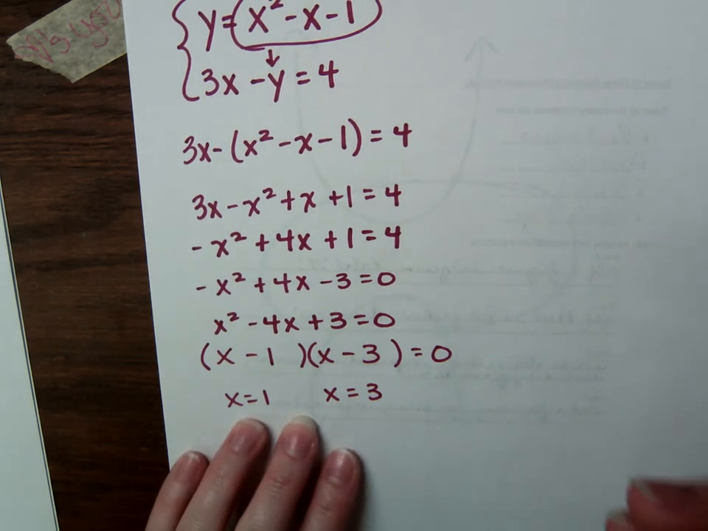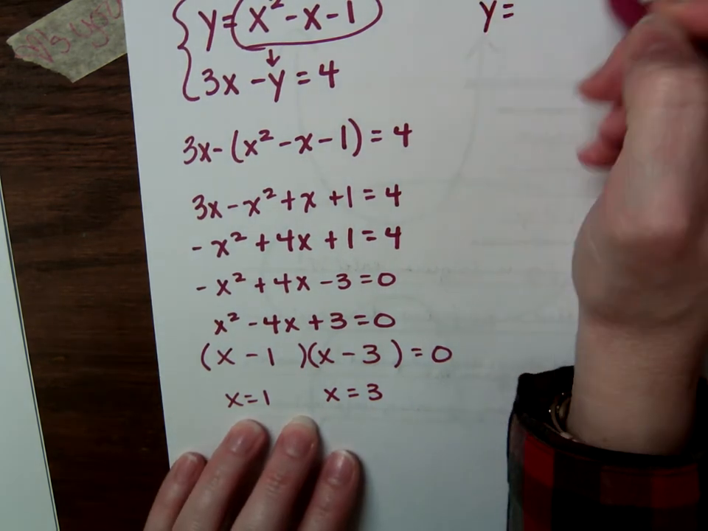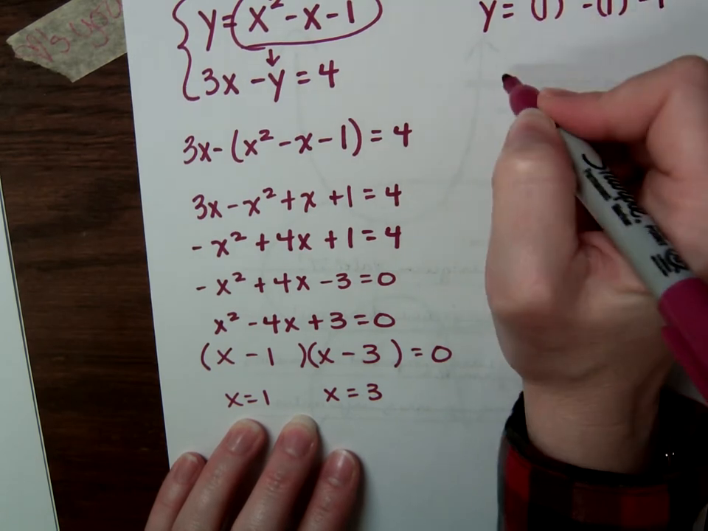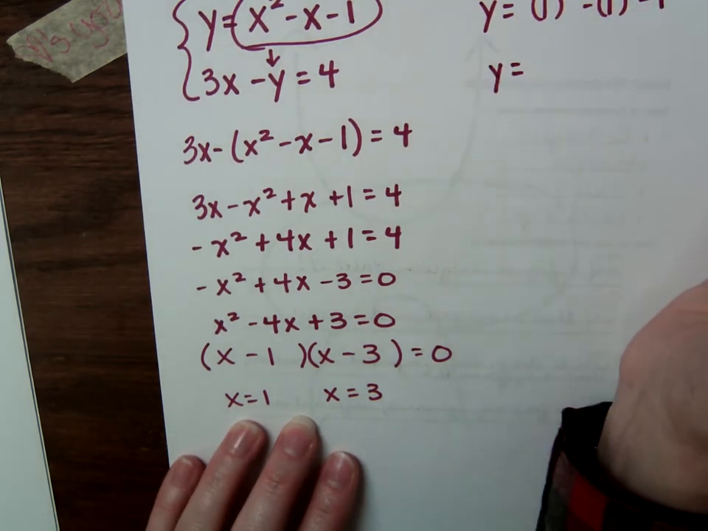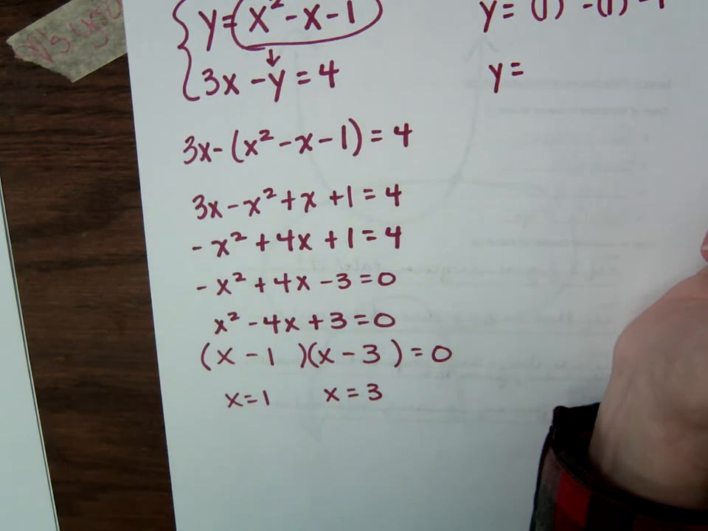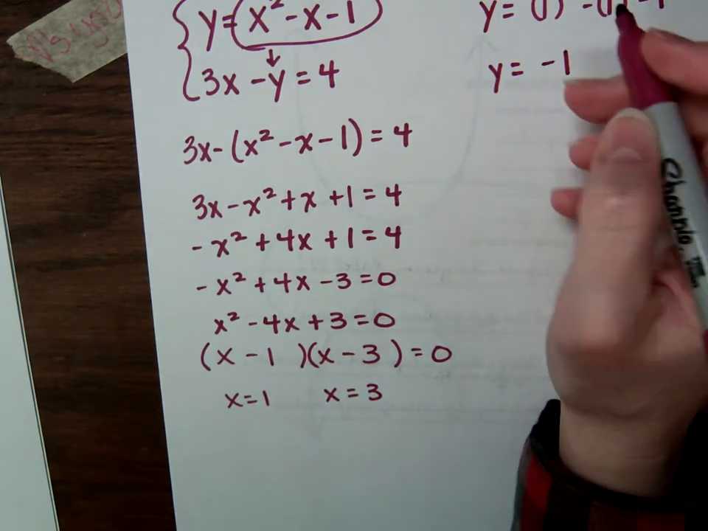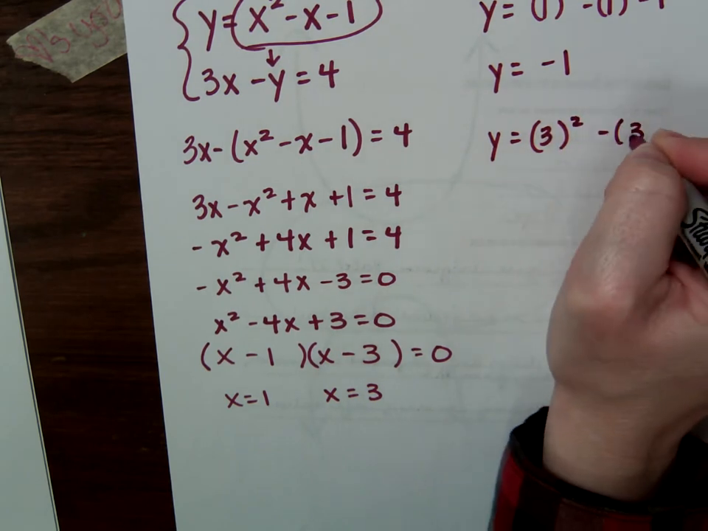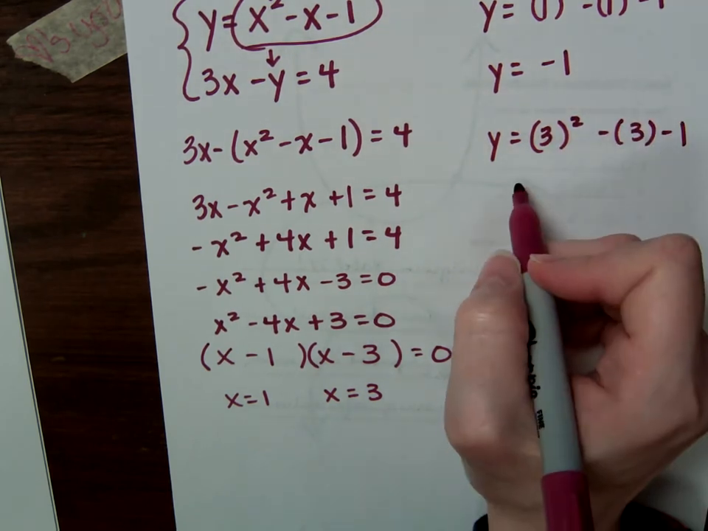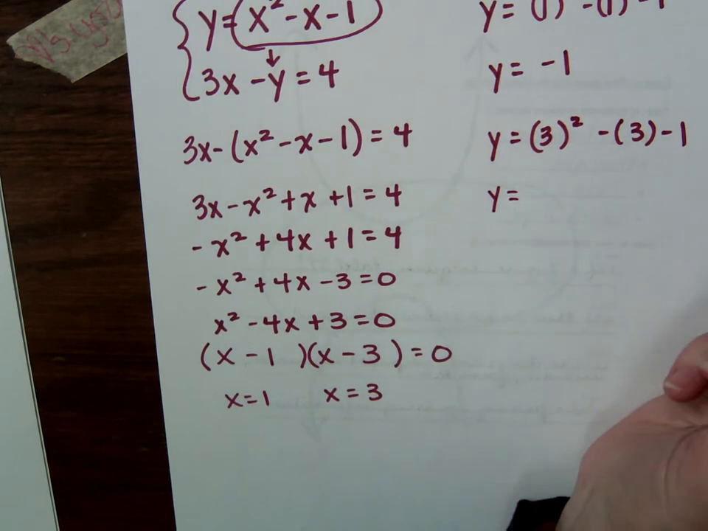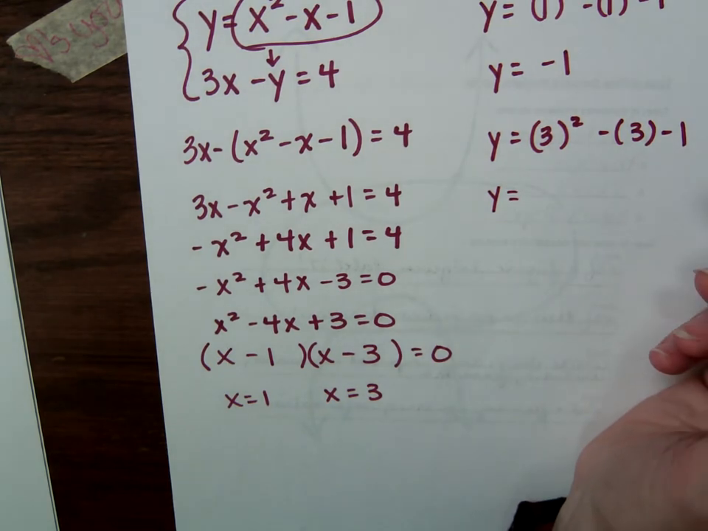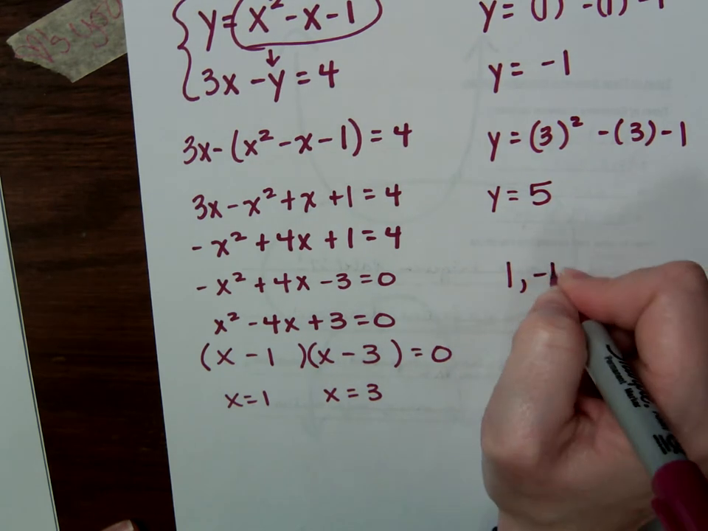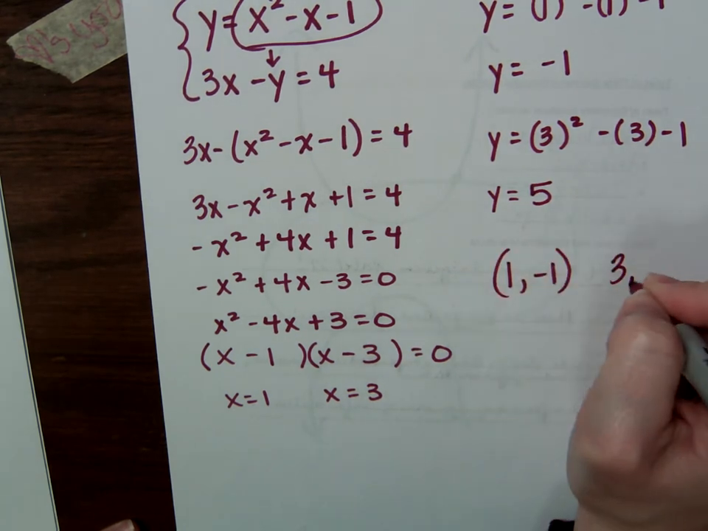If x is 1, remember y equals x squared minus x minus 1. So what's y? What's 1 minus 1 minus 1? Negative 1. And 3 squared minus 3 minus 1. What's 9 minus 3 minus 1? So our answers are 1, negative 1, and 3, 5.